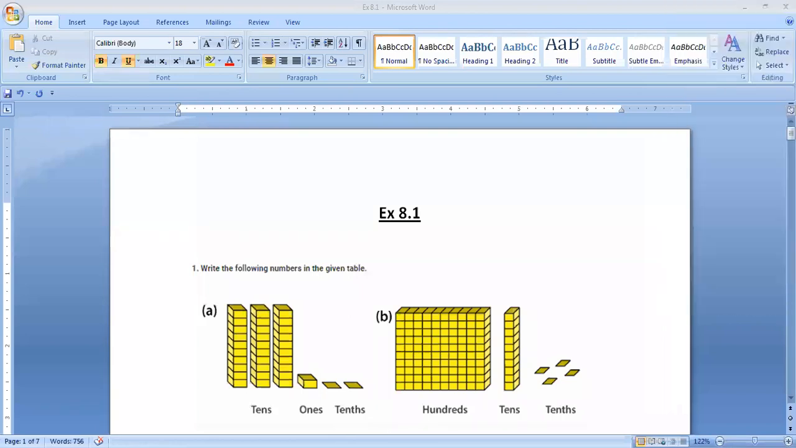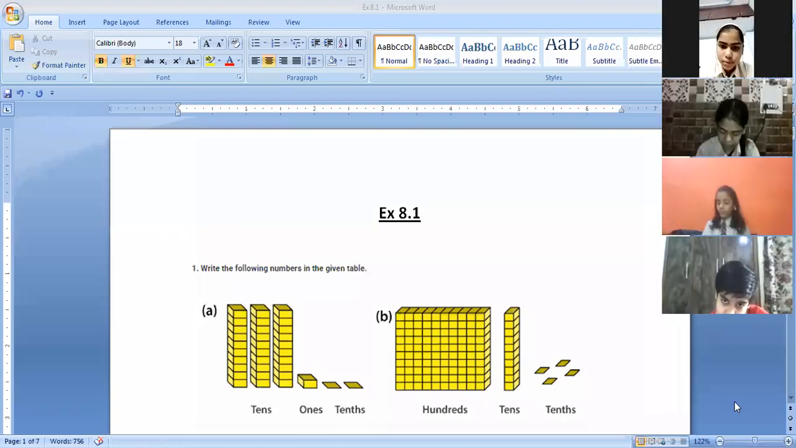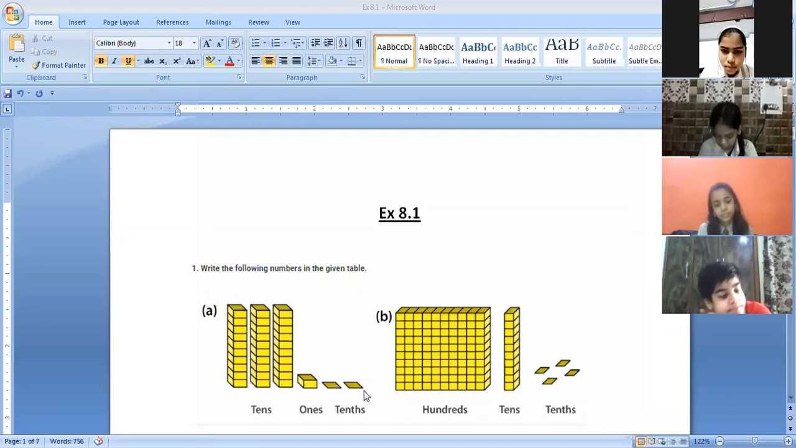And this tenth, T-E-N-T-H. What does that mean? Tenth means 1 by 10, 1 upon 10. So there are 2 tenths. That means you will put a decimal sign, and after that there are 2 tenths.